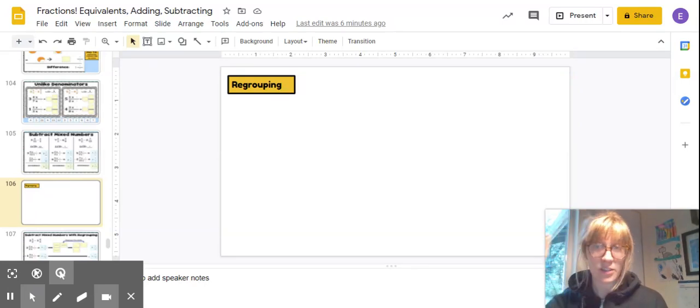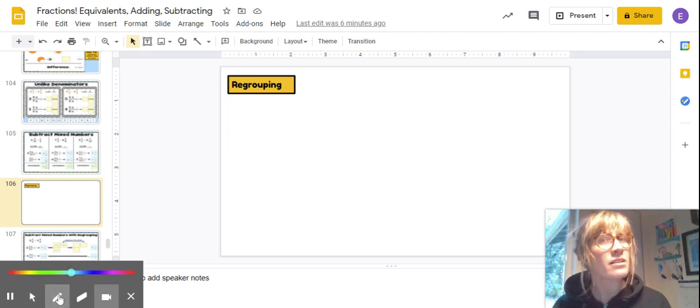Hey guys, so we are going to be thinking here about subtracting with regrouping. So now you're confident, right, with adding and subtracting fractions and finding the common denominators before you do that. And what you're going to find here is there's going to be some instances where you're forced to regroup. And you actually are already familiar with this with whole numbers.